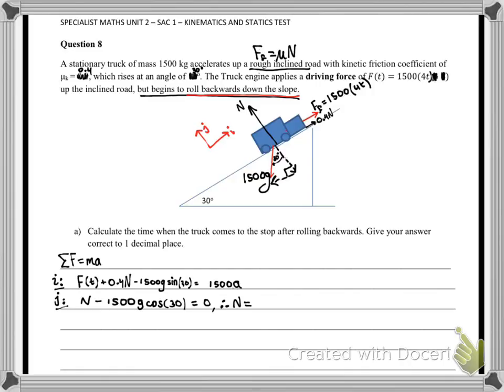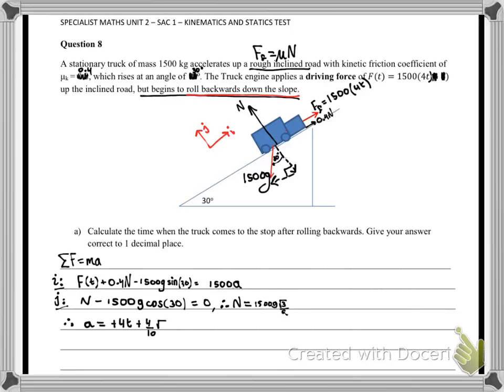At the same time, let's look at the vertical component in the j direction. So you've got your normal reaction force going up, minus, coming down this way, is your adjacent side, so it's the cos component of the weight force, 1,500 g times cos of 30. Now that has to equal 0 because the truck is not moving. There's no acceleration in the j direction, in the vertical direction. It only moves in the i direction. So that gives you an expression for the normal reaction force N. There it is.